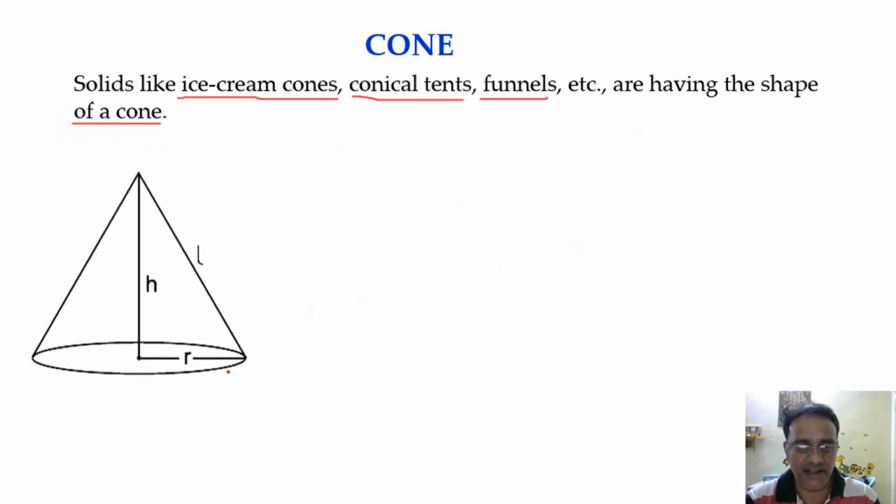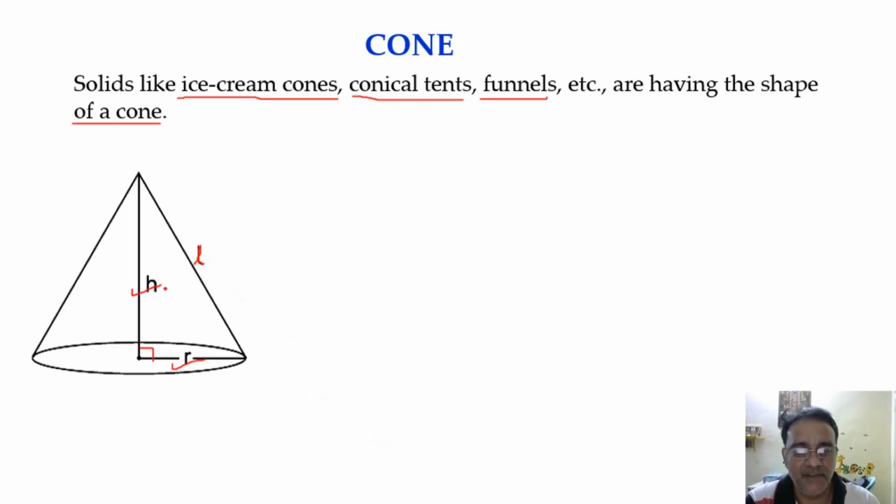So this is the rough diagram. Now in this, three parameters are there: h, the height of the cone; r, the radius of the base of the cone; and l, the slant height. And the relation between these three you will get by using the Pythagoras theorem. So what will you get?